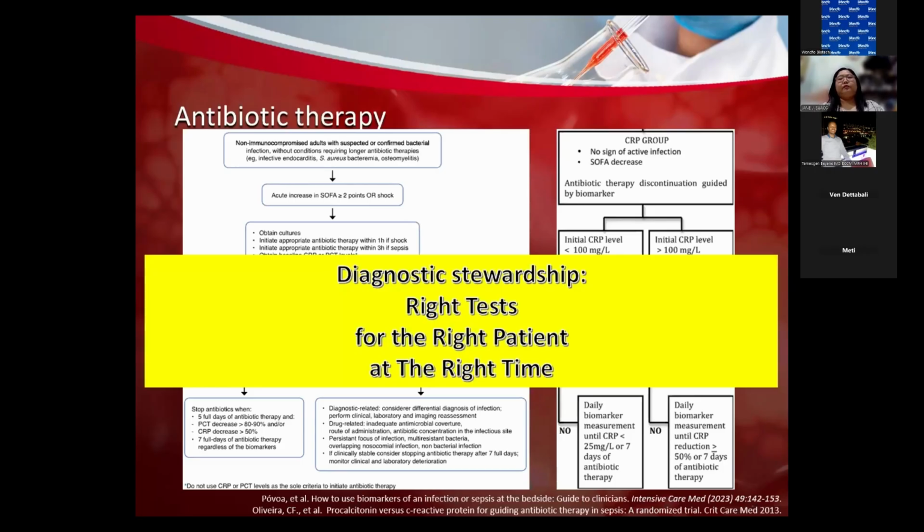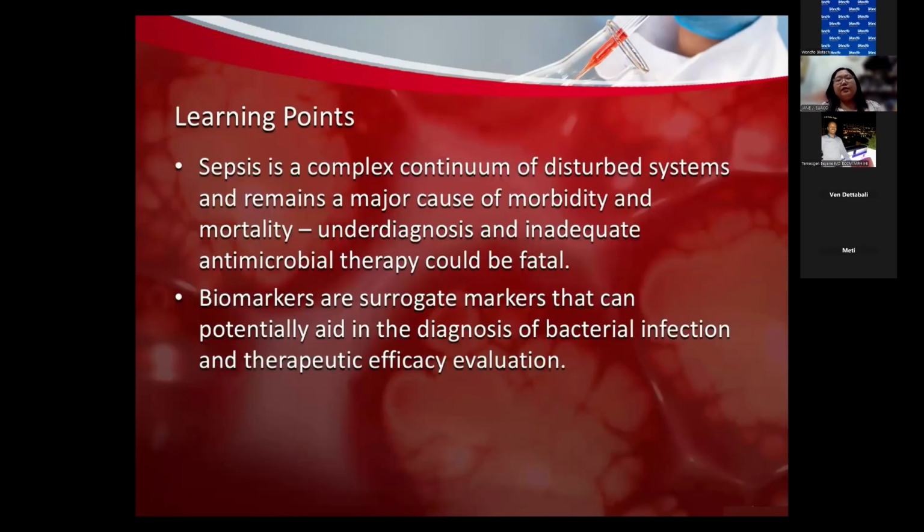So for our learning points, sepsis is a complex continuum of disturbed systems and remains a major cause of morbidity and mortality. Underdiagnosis and inadequate antimicrobial therapy could be fatal. Biomarkers are surrogate markers that can potentially aid in the diagnosis of bacterial infection and therapeutic efficacy evaluation.